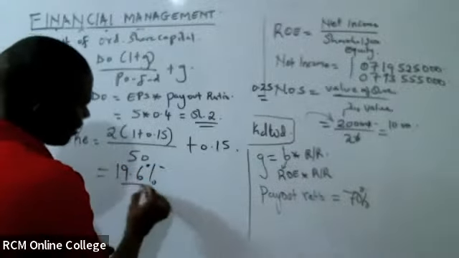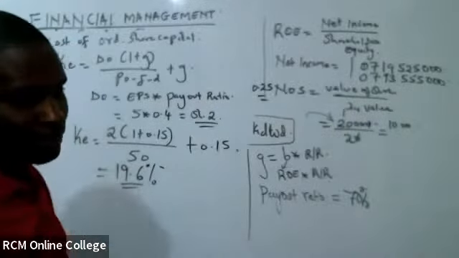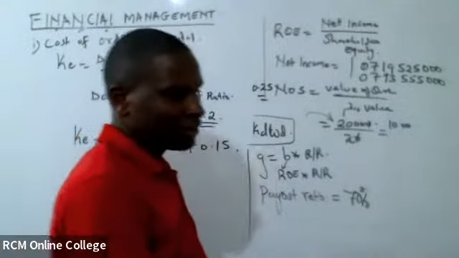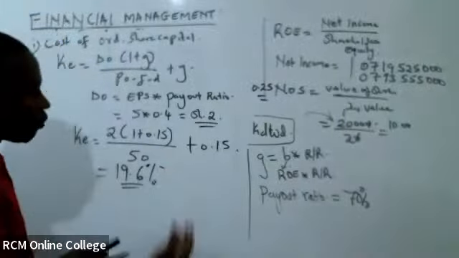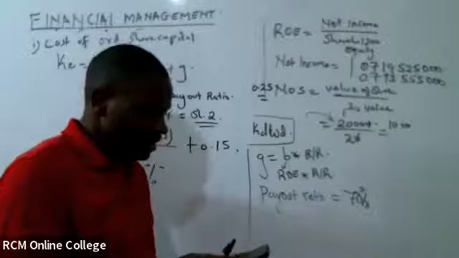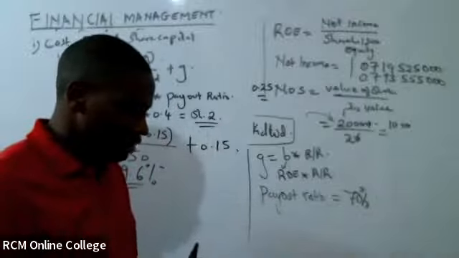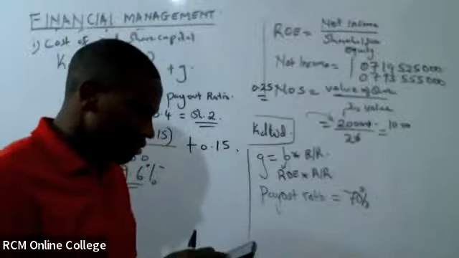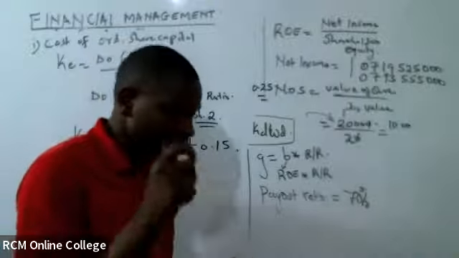People are getting 19.6%. Imagine we are done. Class, once we are through with that, they want us to get to the next part, which is Roman number 3. And this Roman number 3 is the cost of debenture capital.